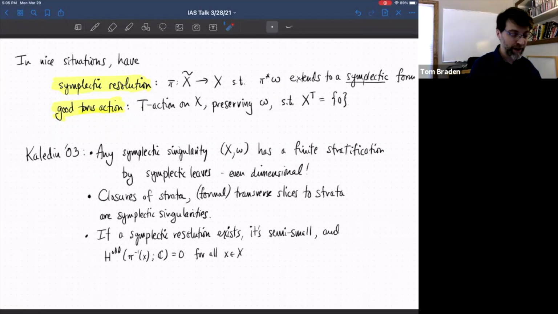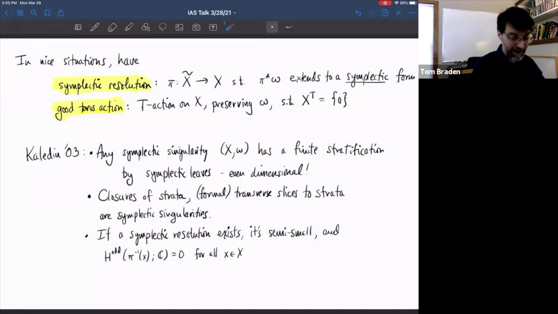And you could also ask for a nice torus action, an action of an algebraic torus, which preserves the symplectic form. So unlike the conical action, which is scaling the symplectic form, for the T action I want to preserve the symplectic form, and such that the fixed points are just the center point.